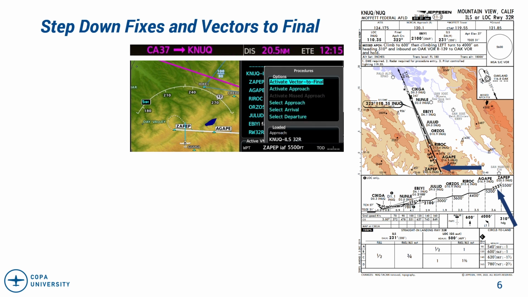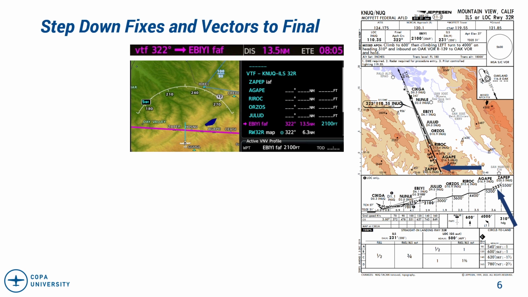Let's see what happens. Activate vector to final. We now have the final approach course. That's really great. However, AGAPE, which is the final approach fix, became the active waypoint. The distance to each step-down fix on the way has disappeared. So we really wouldn't know when we cross them.